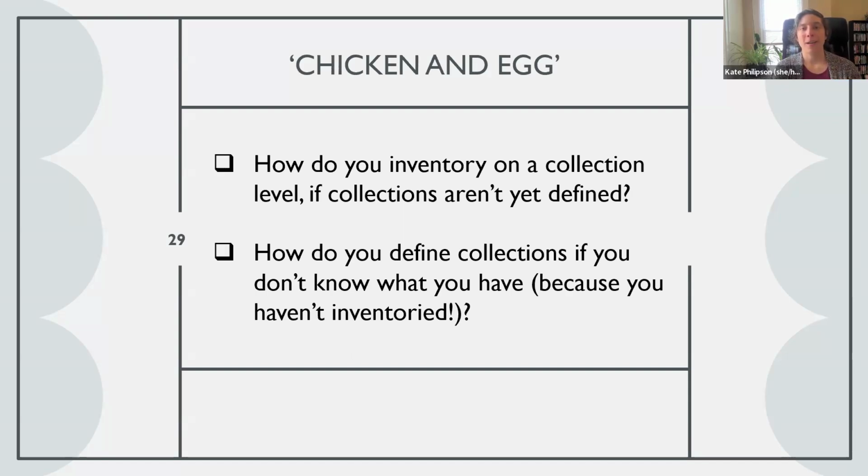How do you inventory on a collection level if you have to define the collections, but how do you define the collections if you don't know what you have? So this is just hard. There's no better way around saying that. It's hard to do.